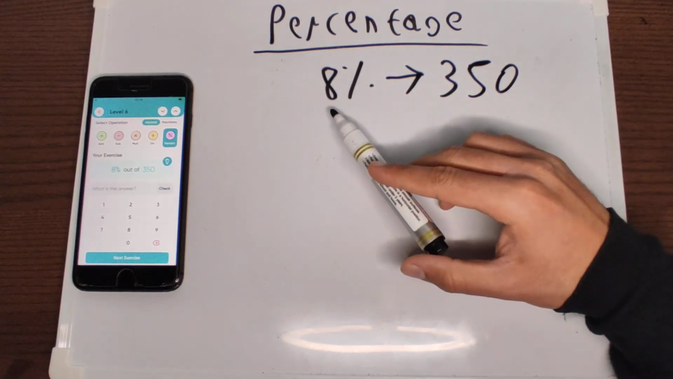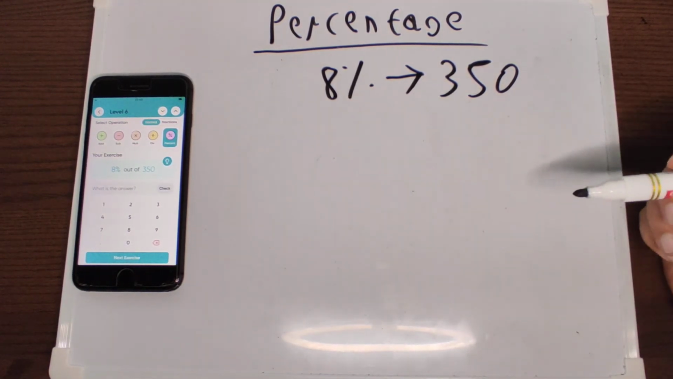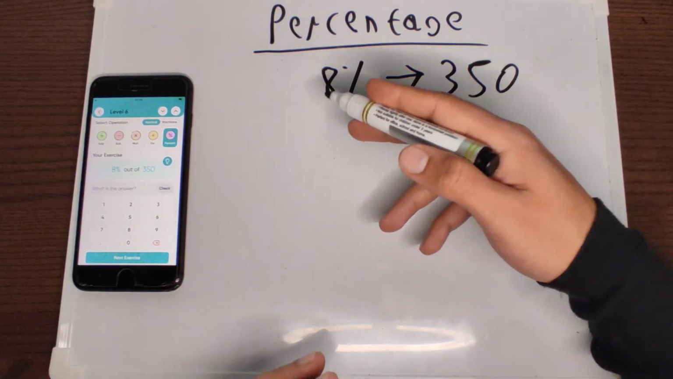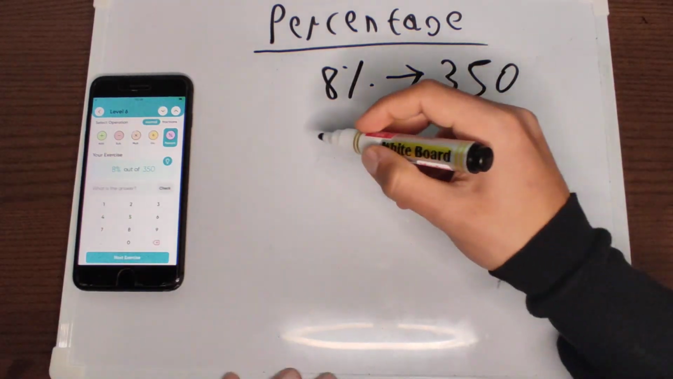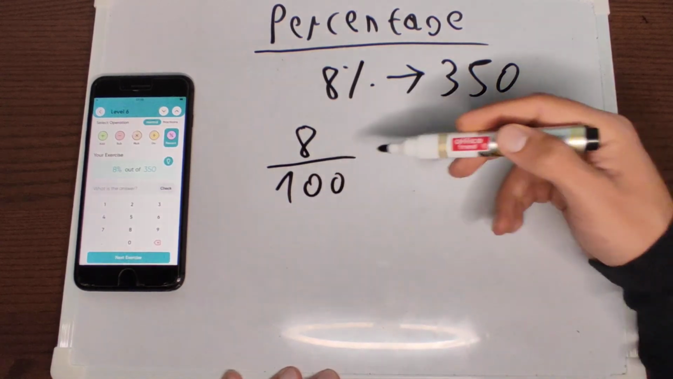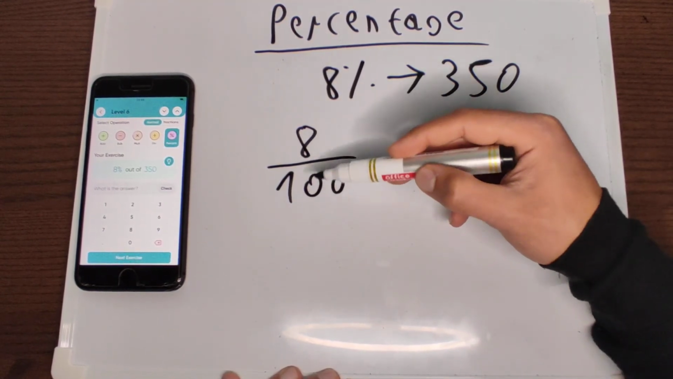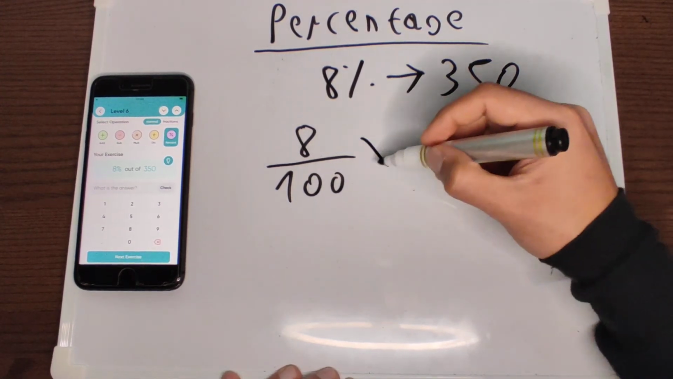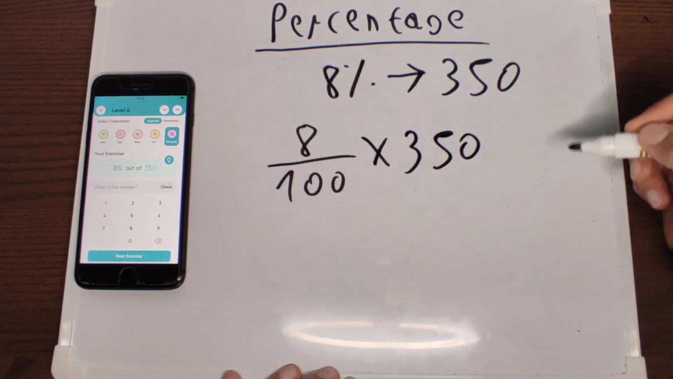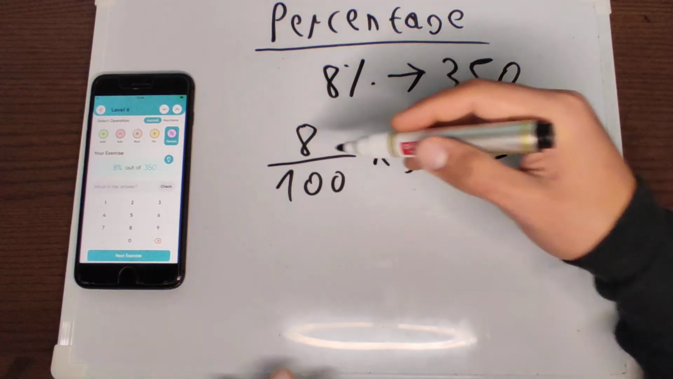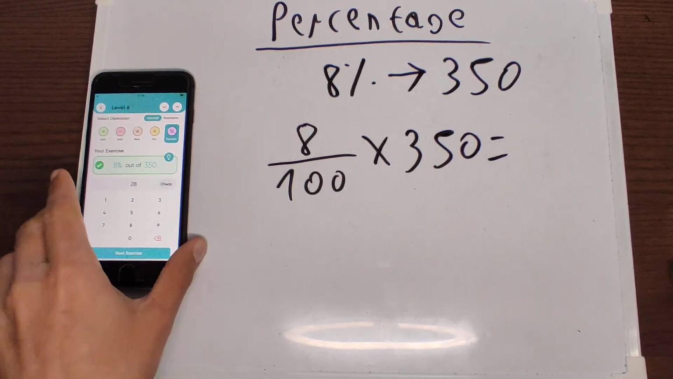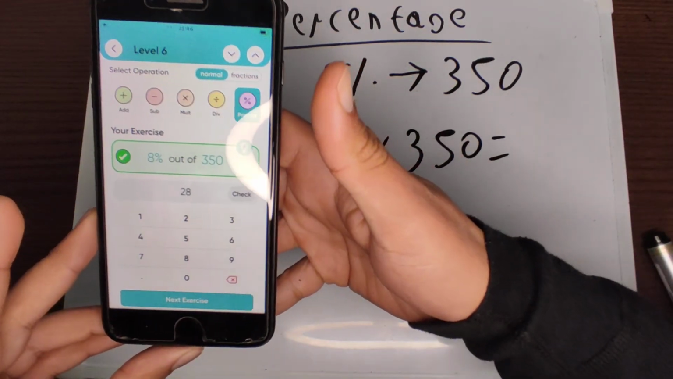So there is no easy way to calculate 8%. What we will do, we will use the percents definition, which is percents are always out of 100. So the 8% actually represents this fraction, 8 out of 100, 8 over 100, and we will multiply it by the amount, by 350. And we can calculate it with a calculator, or we can ask the app for an answer. The answer is 28.